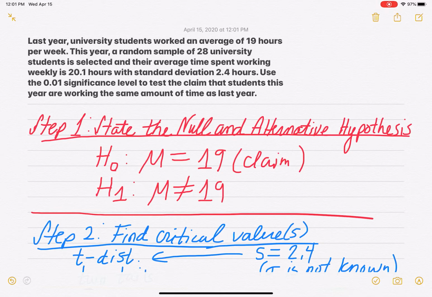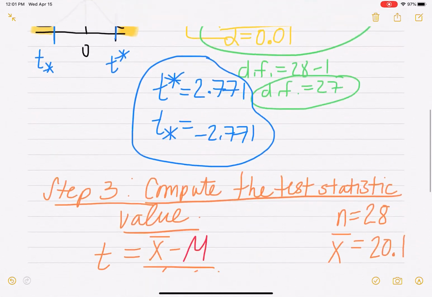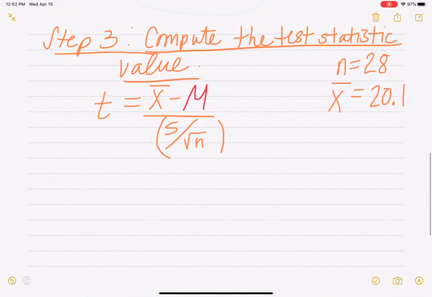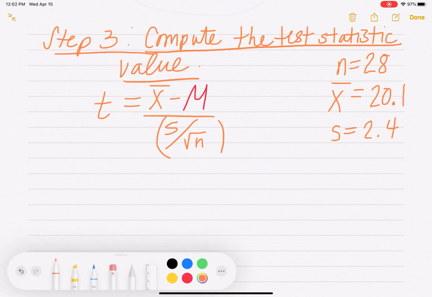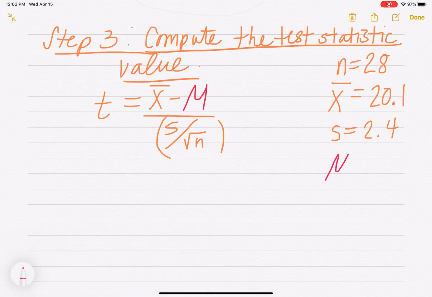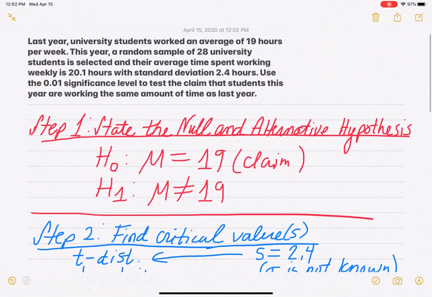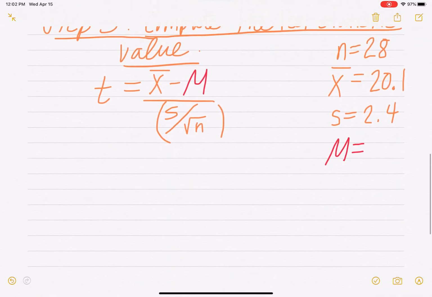A random sample of 28 university students is selected, and their average time spent working weekly is 20.1 hours. Standard deviation is 2.4, right? So s is the sample standard deviation for those students, which was 2.4. And for the sake of argument, we're going to assume that the population mean is equal to, we go back to the null hypothesis, 19. Right? 19.